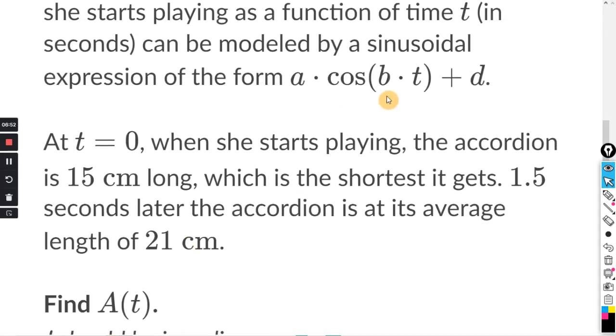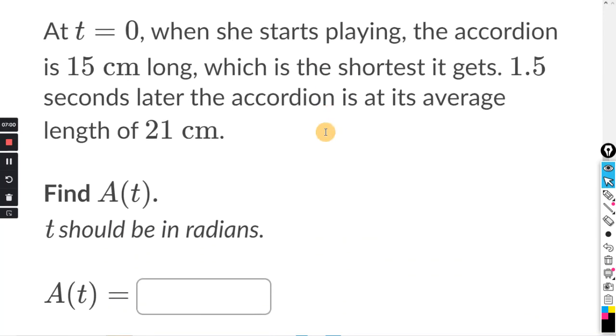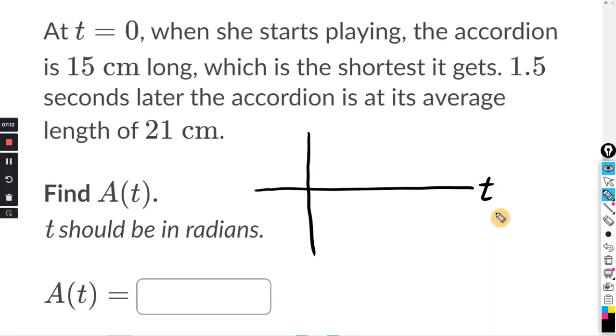All right, so we're using a cosine function. Actually, I don't think we have to use a cosine function. We can probably use cosine or sine. But let's draw the sketch and we'll see. All right, so we're going to draw our sketch. And I'm pretty sure in every case, this axis is going to be t for time. At t equals 0, she's at 15, and that's the shortest. That is the minimum. So 15 is the minimum.